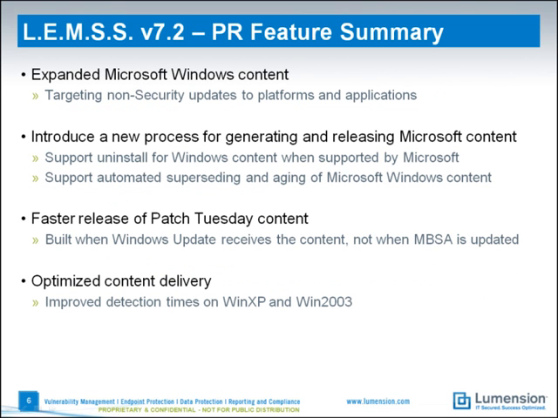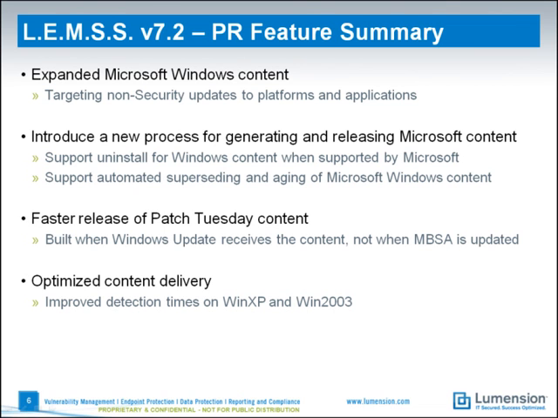Great, thanks, David. Now I'm going to hand it over to Russ to talk about what's new in Patch and Remediation 7.2. Thanks, Chris. With the release of LEMSS 7.2, Patch and Remediation customers now have access to expanded non-security Microsoft Windows content. In order to accommodate this release, Lumension created a new content framework for generating and releasing vulnerability remediation content on Windows. This provides benefits such as support for content uninstall when supported by Microsoft, and the automated superseding and aging of content.